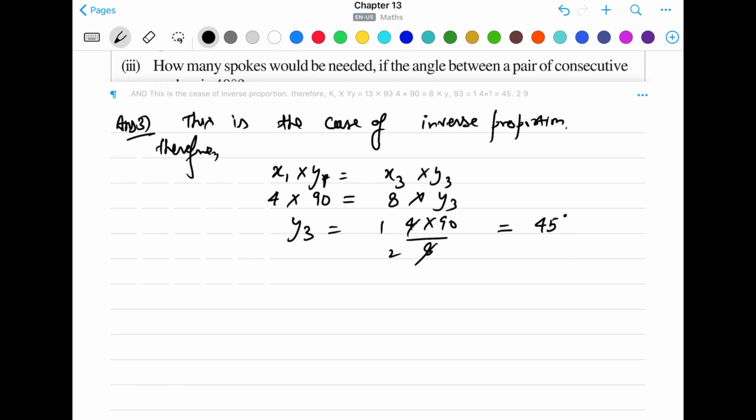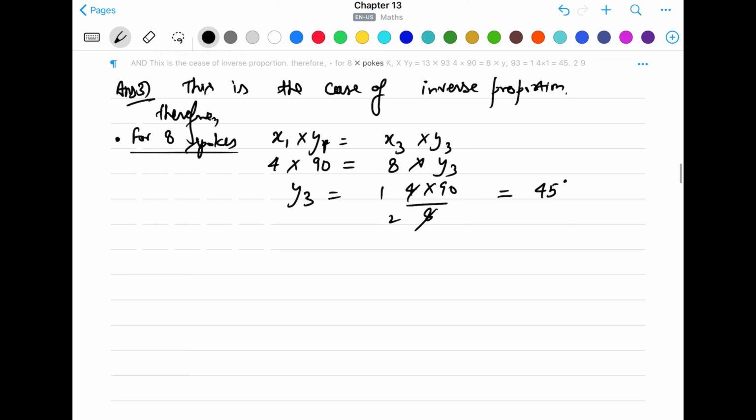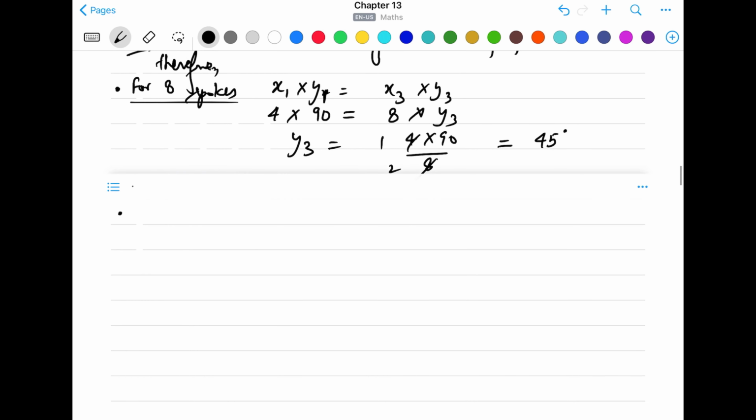When the number of spokes is 8. Okay, I'm writing that here for 8 spokes. Okay, now let's see for 10 spokes.